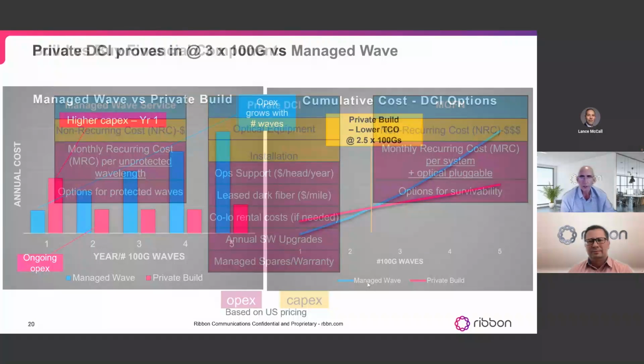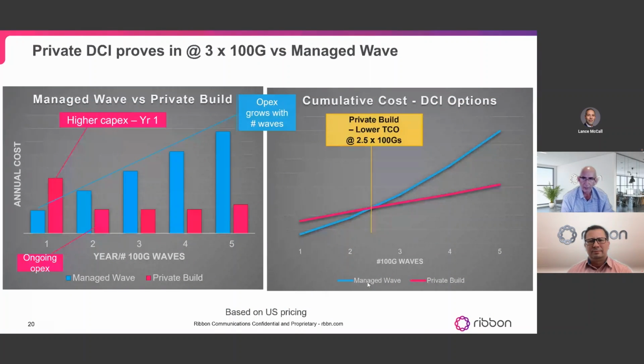Looking at this, we wanted to just, again, make this simple. So let's start off with just comparing managed wave to private build first. The managed wave in blue, the private build in kind of pink here. You can see here on the left, we looked at the cash flows by year. You can see in year one, a private build is much more expensive than a managed wave because, again, of all that extra capital cost that the cloud provider or enterprise is laying out to build out the network.